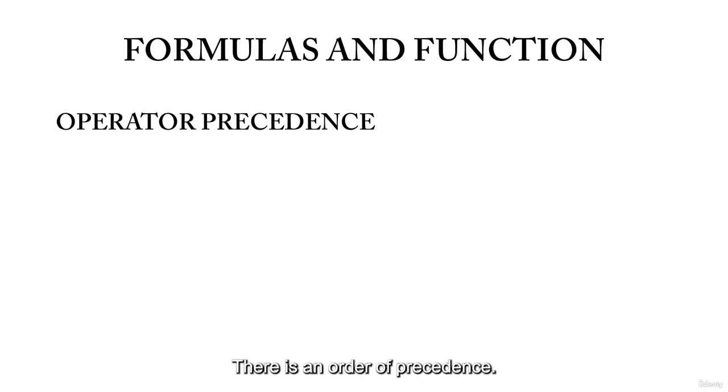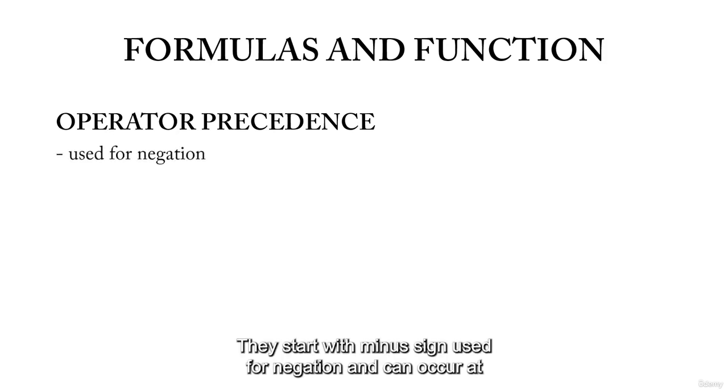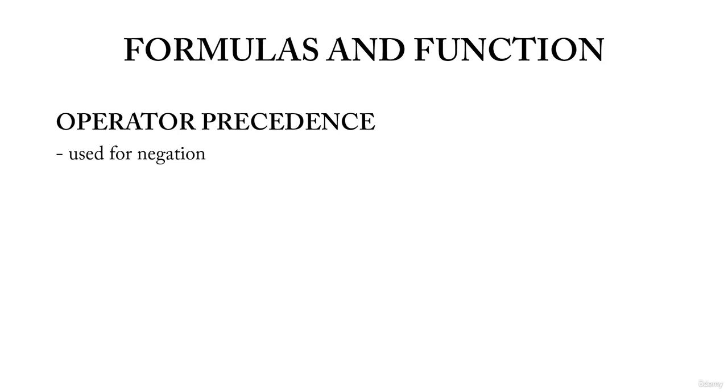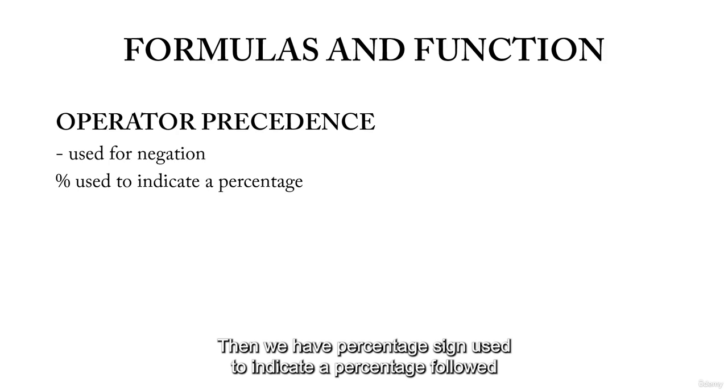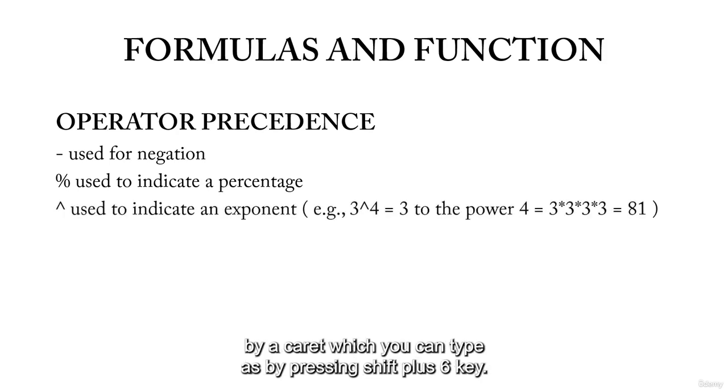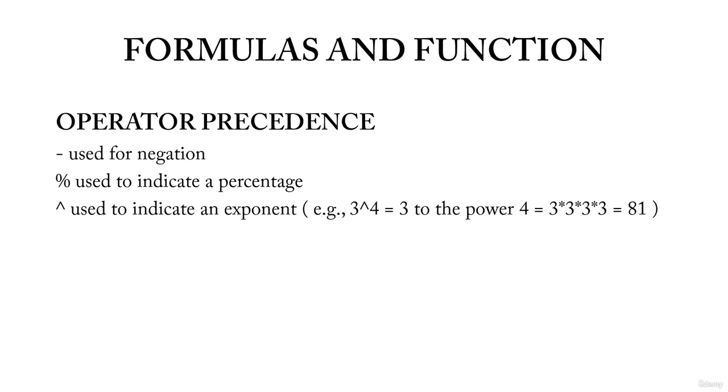There is an order of precedence. They start with the minus sign used for negation and can occur at the start of an expression. Then we have the percentage sign used to indicate a percentage, followed by a caret, which you can type by pressing Shift plus 6 keys together. That indicates an exponent. So 3^4 is equal to 3 to the power 4.